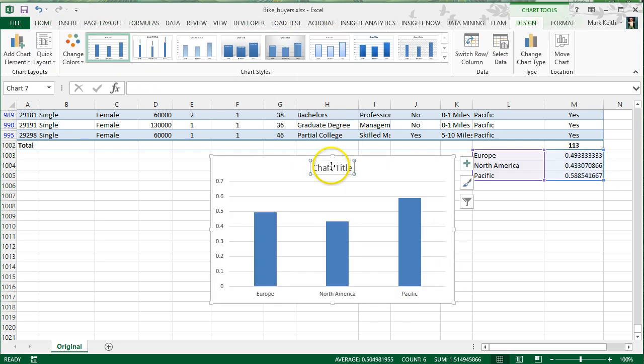So now we have our chart. I'm going to change the title to "Conversion rate by region." Excel is a little slow here, so just give it a second. All right, there's our chart, all done.